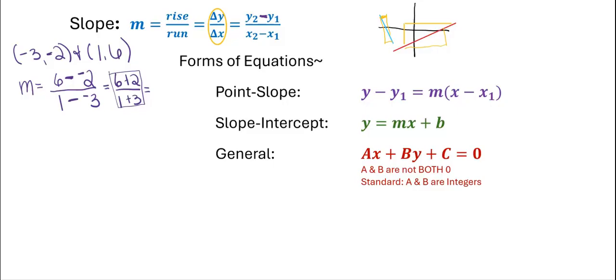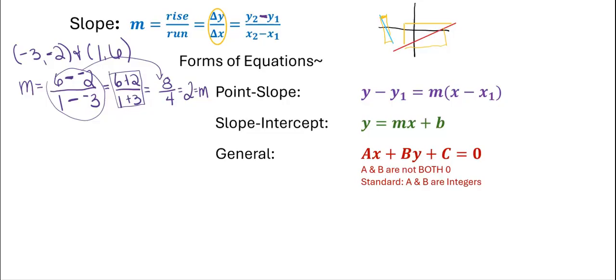And then 6 plus 2, or you can skip, I should say, you could also just write this out and then skip straight to the answer, which would be 6 plus 2 is 8, 1 plus 3 is 4, and then 8 divided by 4 simplified is 2 over 1, or you can just write it 2. And that gives me my slope. So that is the slope of a line that passes through the point -3, -2, and 1, 6.